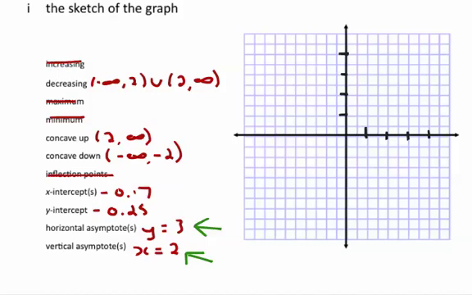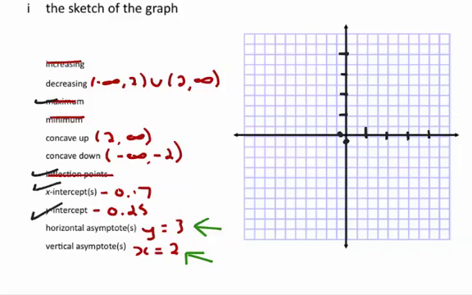So now we need to put the points on. Normally we'd start with maximum minimum. We don't have any in this case. We don't have any inflection points either. We do have an x-intercept at negative 0.17. That's about as close as I can get. We have a y-intercept at negative 0.25. About there.